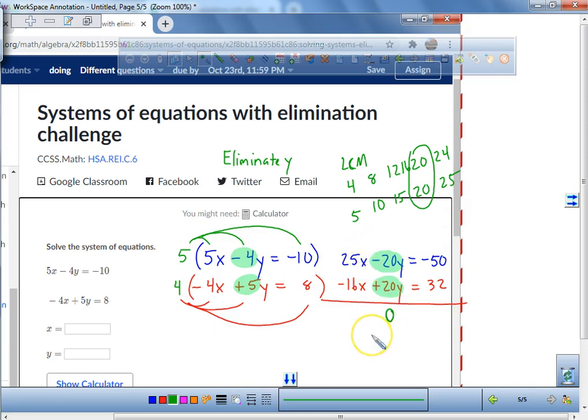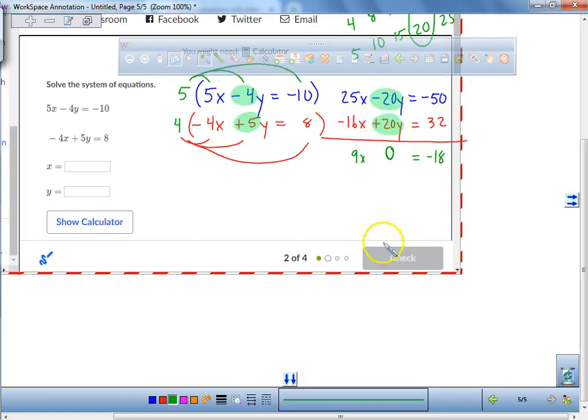Now we do have a certain amount of x's still left. We have 25 minus 16, which is a total of 9 x's. And if we take negative 50 and we add 32, that gives us negative 18. And so we have what? 9x equals negative 18. And after we divide both sides by 9, we get what? X equals negative 2. So that's one of our answers. So right here, one of our answers we're going to type in is negative 2.